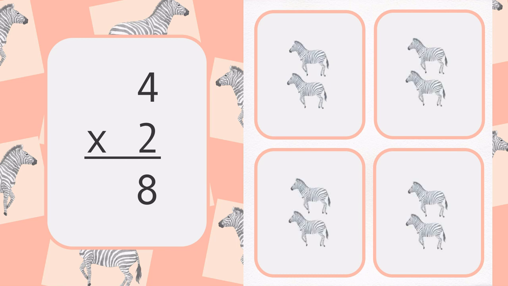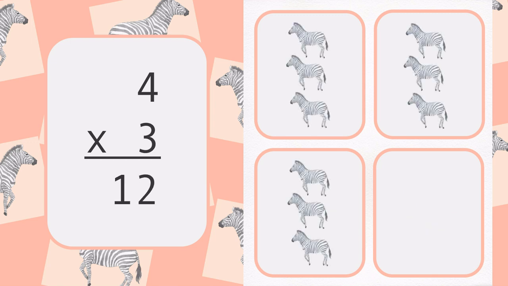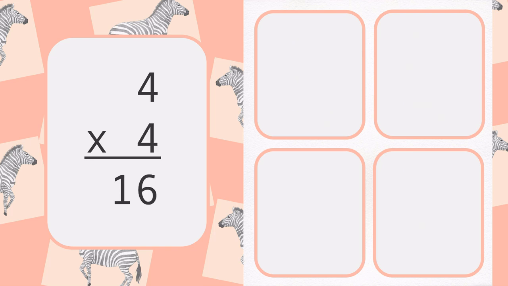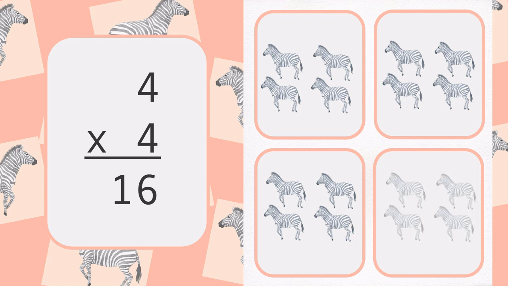There are 4 groups of 2. 4 times 2 is equal to 8. There are 4 groups of 3. 4 times 3 equals 12. There are 4 groups of 4. 4 times 4 is equal to 16.